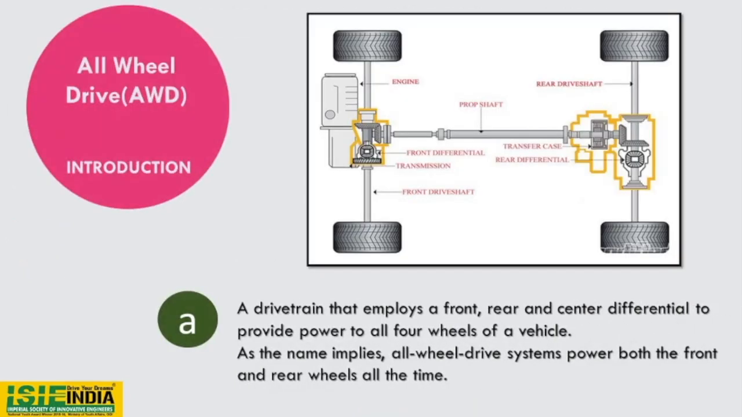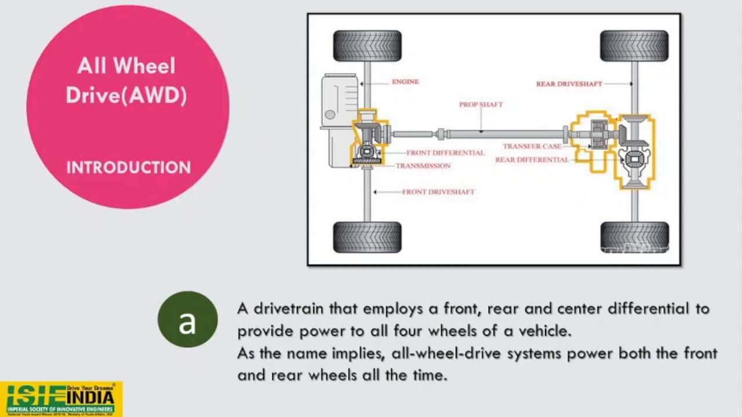Now let us talk about all-wheel drive. As you can see, here is a diagram of our all-wheel drive. Therefore we can say that it employs a front, rear and a center differential to provide power to all four wheels of the vehicle. As the name suggests, our all-wheel drive system powers both the front and rear wheels all the time, so sometimes it is also regarded as a full-time four-wheel drive. So let us see the difference between four-wheel drive and all-wheel drive.